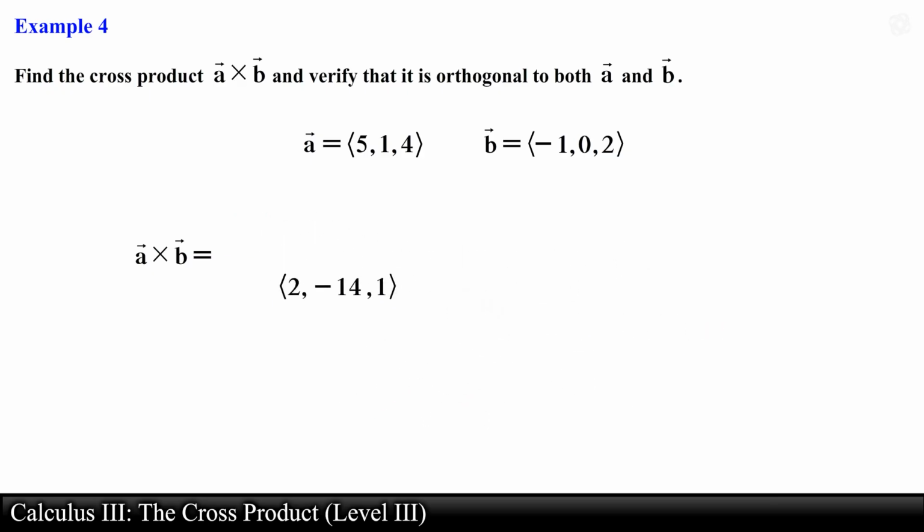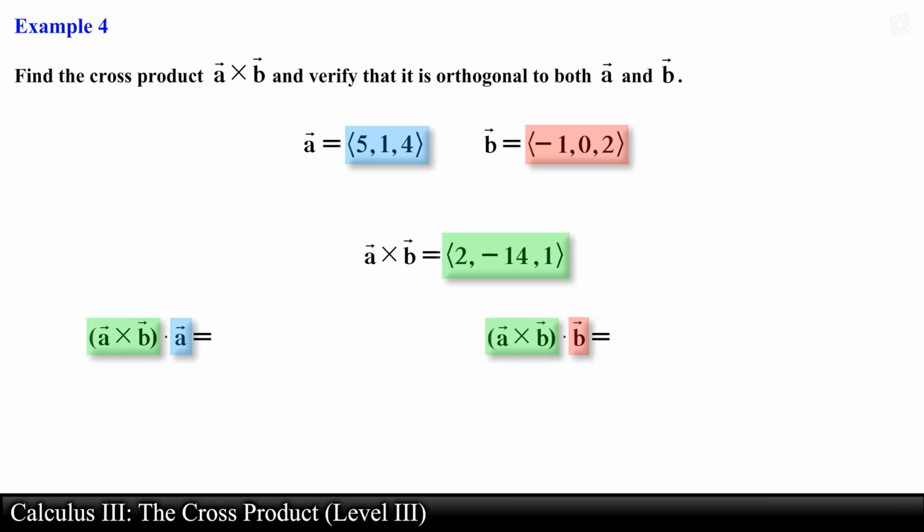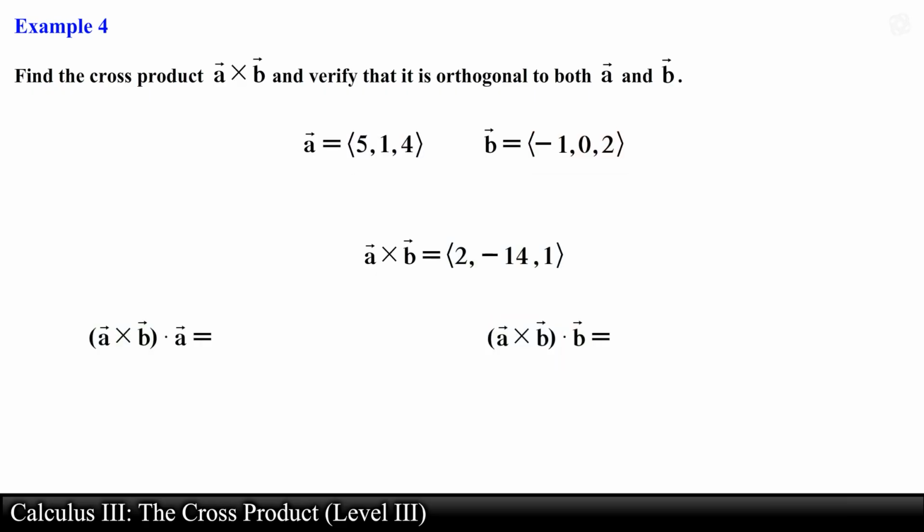The last thing we need to do is to show that this vector is orthogonal to both vector A and vector B. The easiest way to show this is by taking the dot product of this vector with vector A and vector B. The result should equal 0 if the vectors are orthogonal to one another.